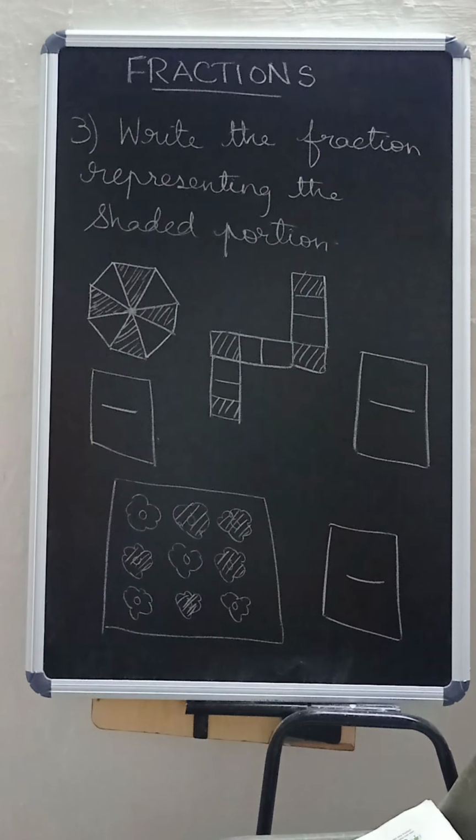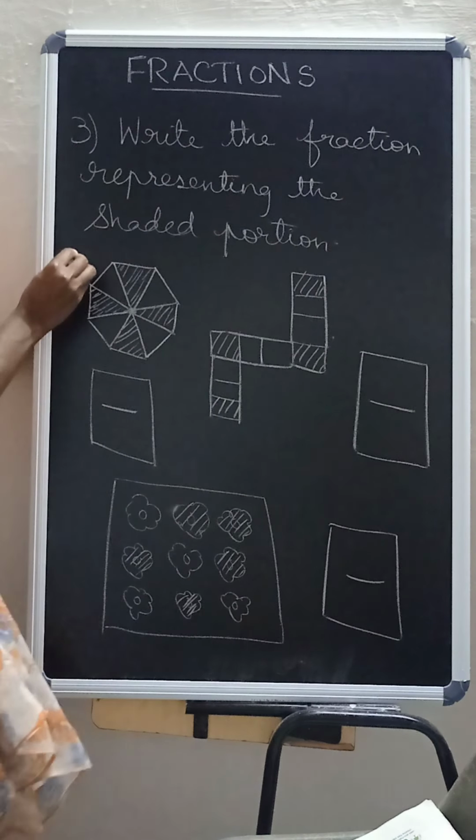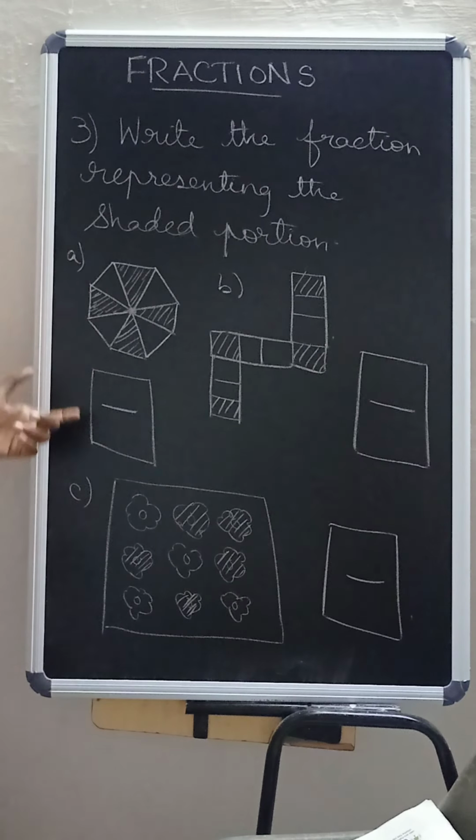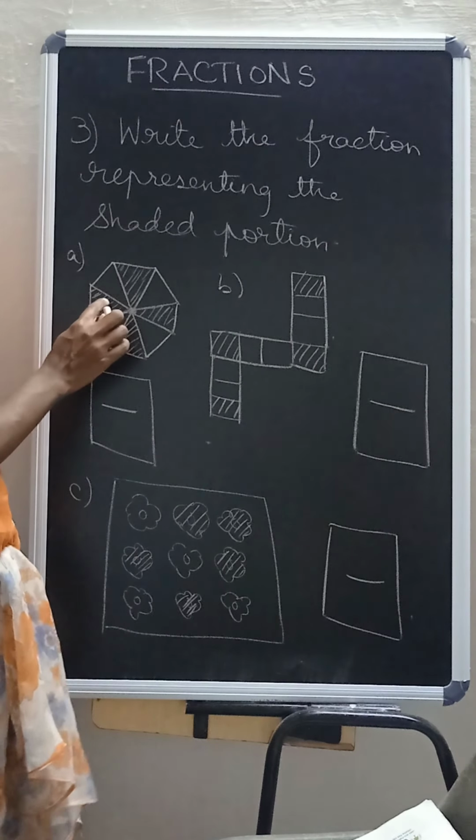Next, write the fractions representing the shaded portion. So I have given you 3 sums here. Now quickly write the fractions for this. Seeing the diagram, write the fractions. Now you will check the answer with me. So how many are shaded?